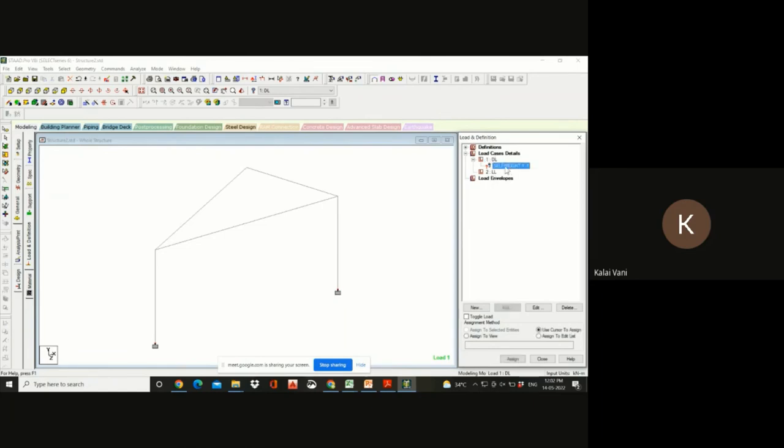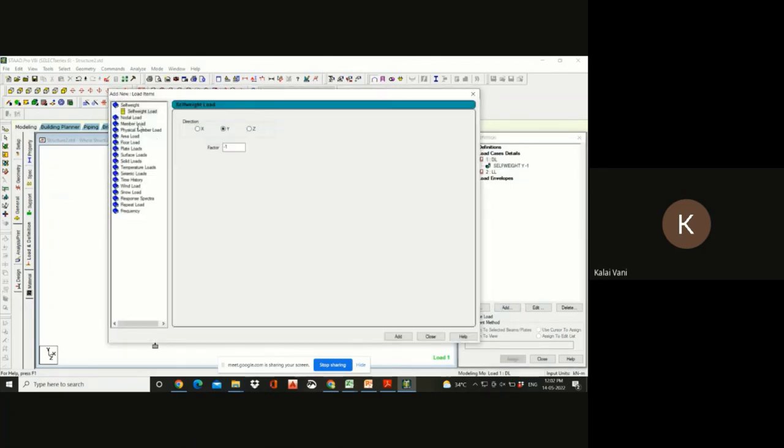And self weight, you have to select it and assign to view. Assign to view means within this view, whatever elements are there, your self weight will be added and assigned. So once it is assigned, even if you click self weight, the self weight of all the elements will be added. And next, again add it.